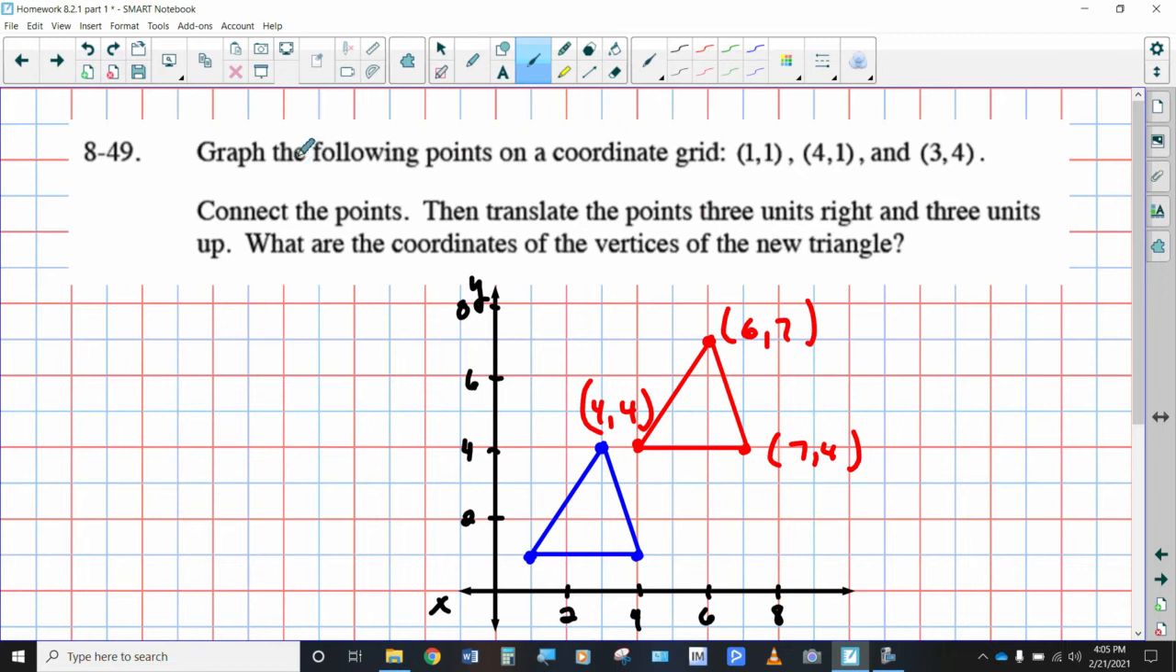All right, and moving back toward chapter 6, graph the following points on a coordinate grid. So there's 1, 1, there is 4, 1, and there is 3, 4. Connect the points and translate the points 3 units to the right, 1, 2, 3, and 3 units up, 1, 2, 3. So there you go. This spot corresponds to that spot. And the same with this guy, 3 to the right, 3 up, and those are the new coordinates.